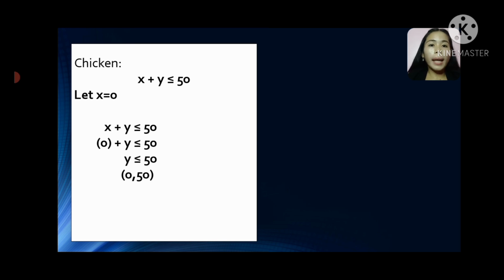For the chicken, x plus y is less than or equal to 50. In order for us to find the coordinate points of the chicken, let x equal 0 and find the value of y. X plus y is less than or equal to 50. Substitute x as 0: 0 plus y is less than or equal to 50. Then y will be less than or equal to 50, and the coordinate point is 0, 50.